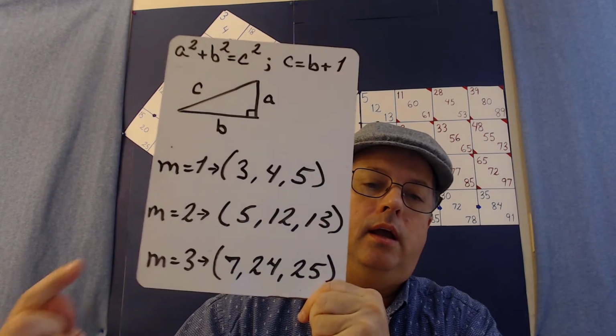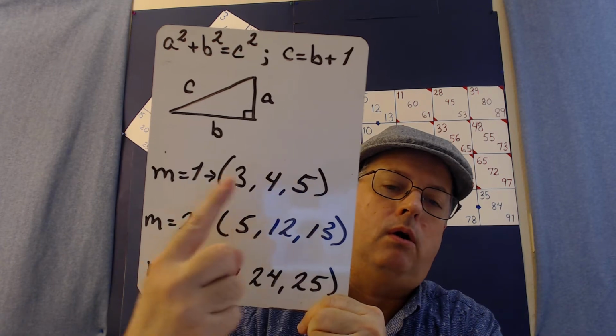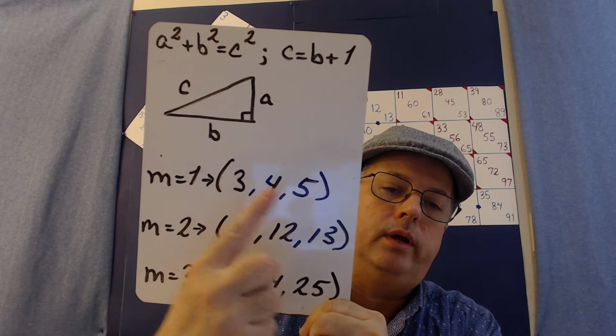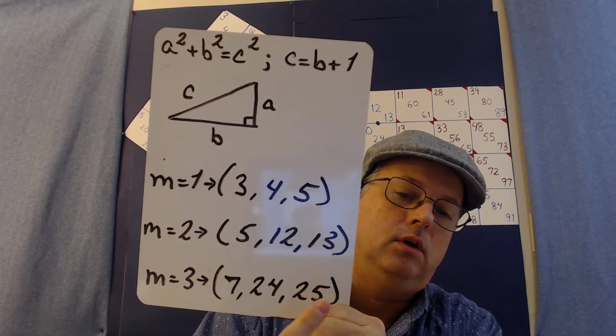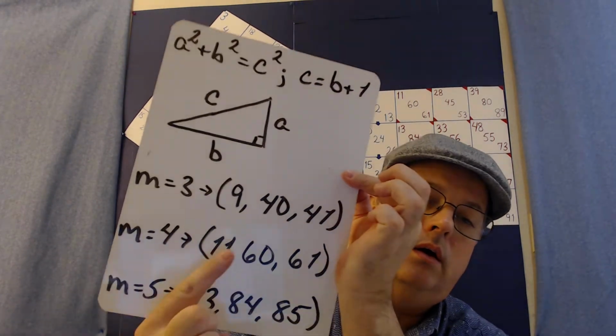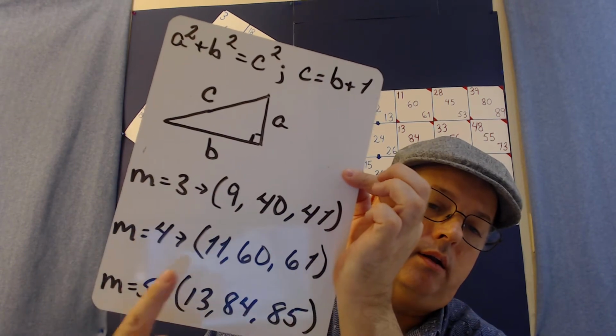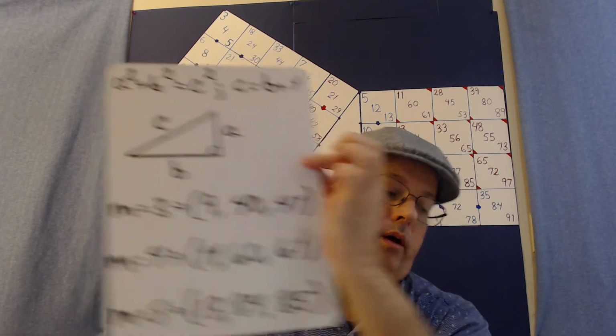All right, so let's look at these Pythagorean triples. And the first thing you might notice is that the A value and the C value are both odd values. 3 and 5, 5 and 13, those are odd numbers. 7 and 25, odd numbers. And same is true here. 9 and 41 are odd, 11 and 61 are odd, and 13 and 85 are odd.